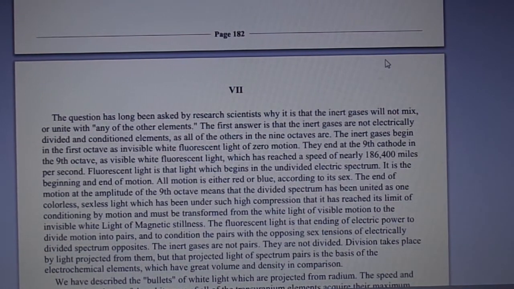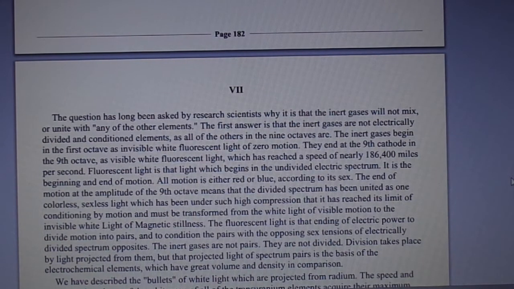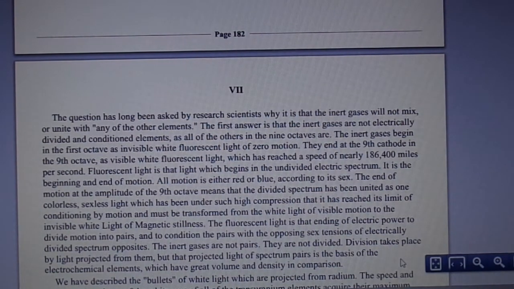The question has long been asked by research scientists why it is that the inert gases will not mix or unite with any of the other elements. The first answer is that the inert gases are not electrically divided and conditioned elements, as all of the others in the 9 octaves are.